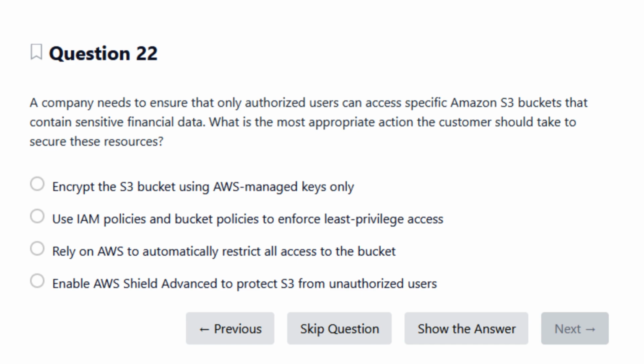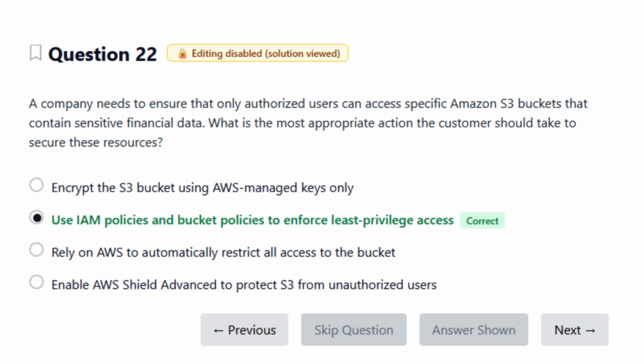Also consider whether the service mentioned is actually designed for access control, or if it solves a different security problem, like DDoS protection. Use these clues to eliminate the incorrect choices and identify the action that directly controls and limits access to S3 resources. In the next slide, we'll reveal the correct answer and explain why it's the best choice.